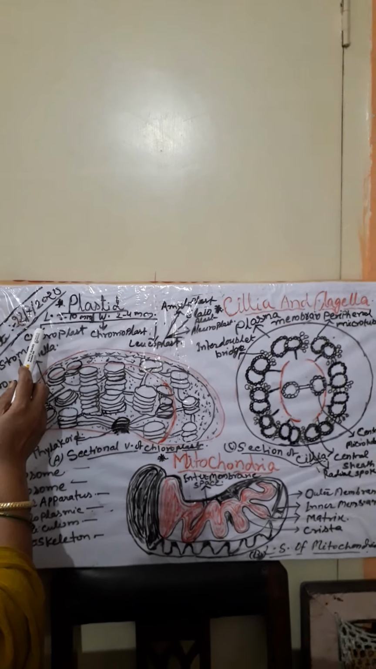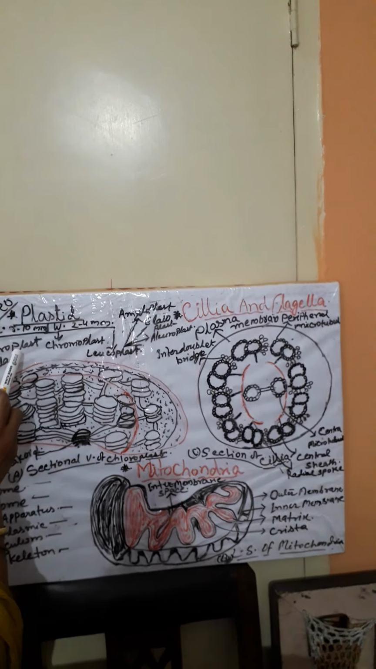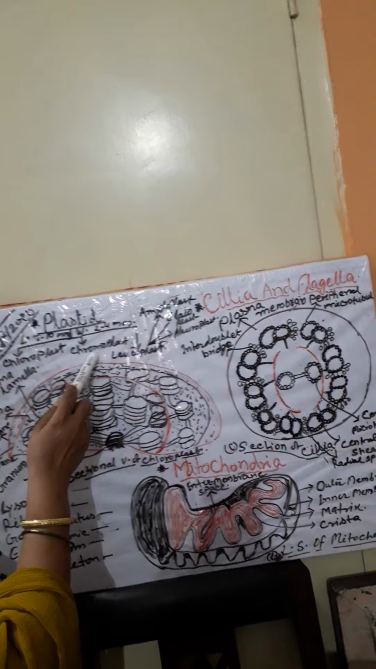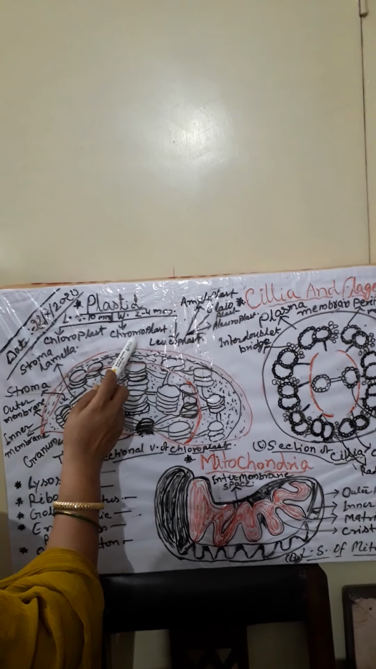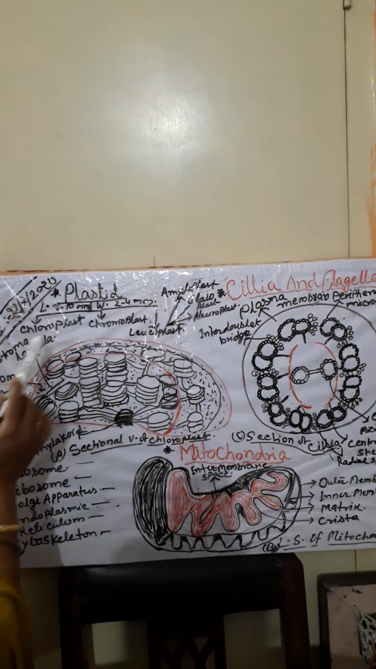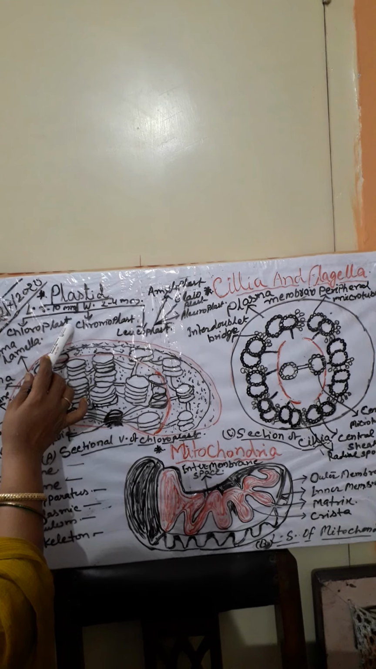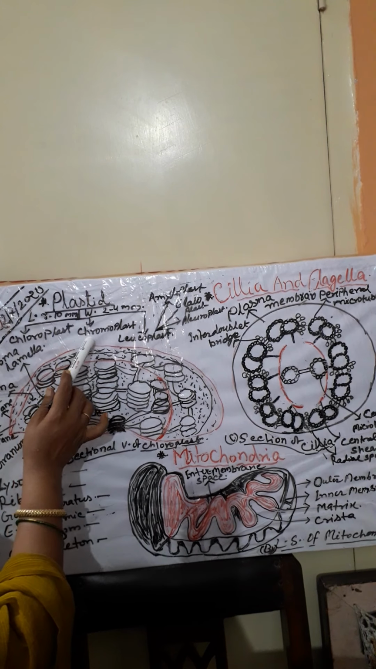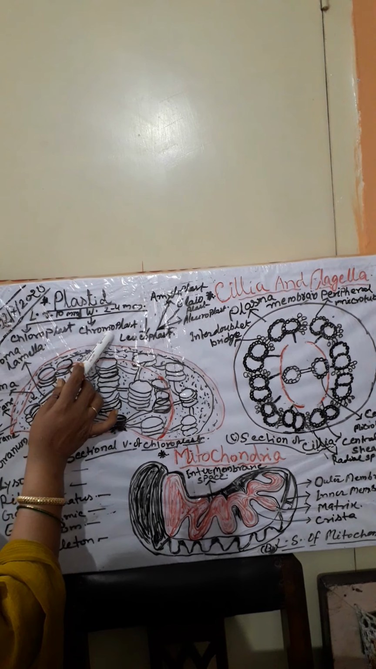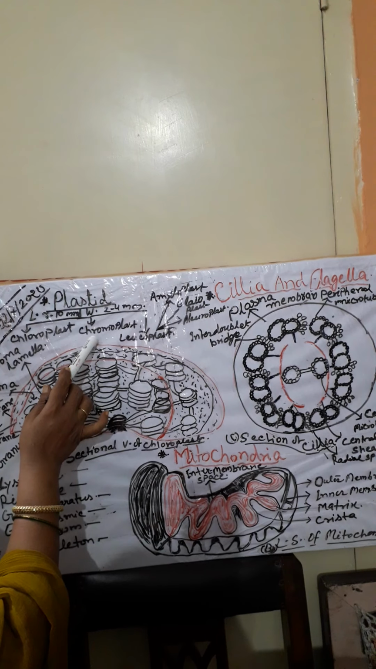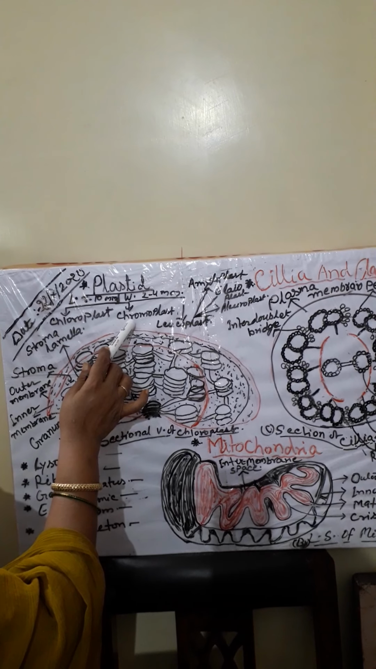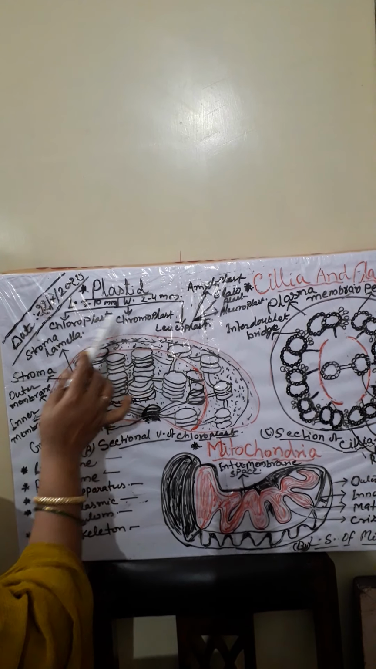In the chromoplast, fat-soluble pigments like carotenoids and carotenes, xanthophylls and other pigments are present. Chromoplasts and these pigments provide the various colors of the fruits like orange, yellow or red colors, etc.